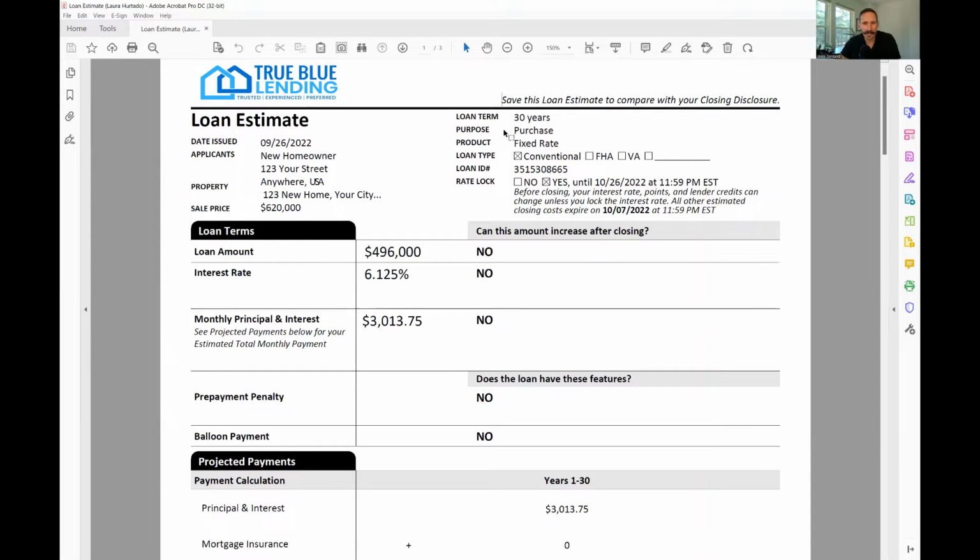There's a loan ID that's specific to your loan. And then the rate is locked. So this is very important. You can see here that this rate is locked. If it was not, obviously the no would be checked.